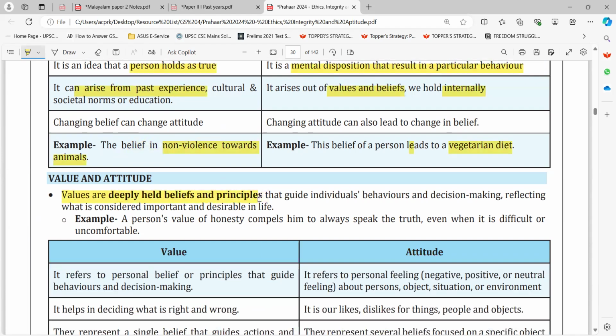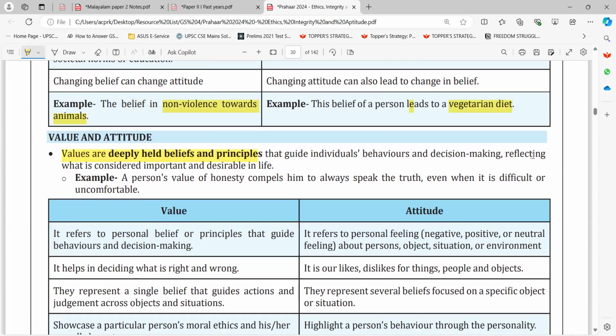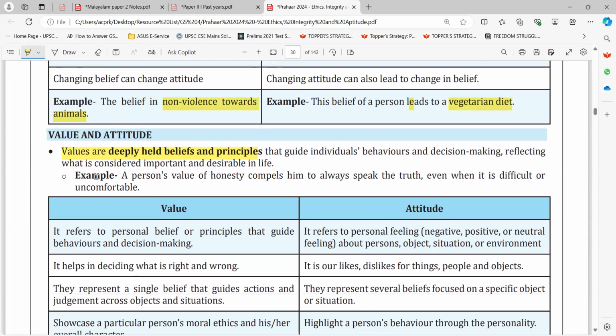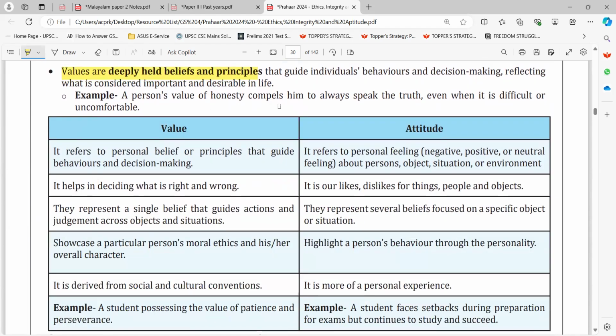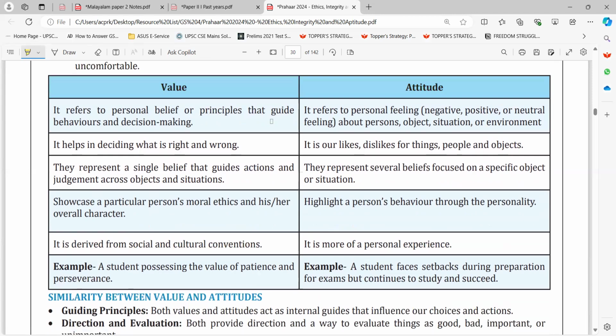Values are deeply held beliefs and principles that guide individuals' behaviors and decision making, reflecting what is considered important and desirable in life. Example, a person's value of honesty compels him to always speak the truth, even when it is difficult or uncomfortable. Value versus attitude. Value refers to personal belief or principles that guide behaviors and decision making. Attitude refers to personal feeling, negative, positive, or neutral, about persons, object, situation, or environment.